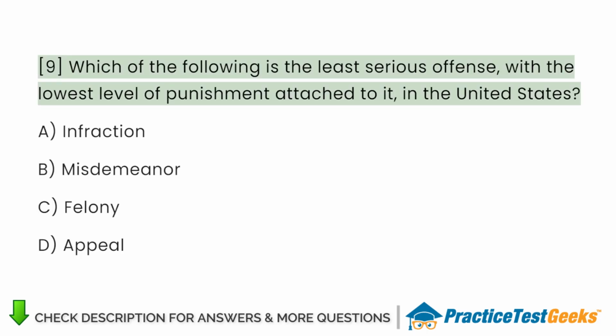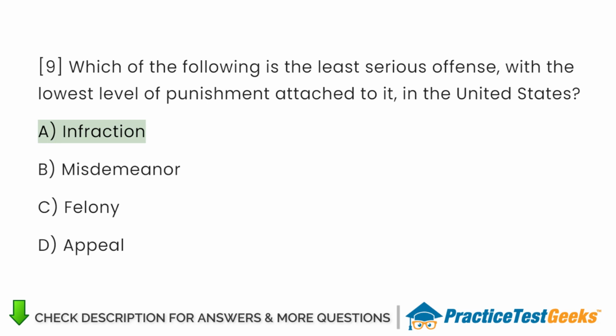Which of the following is the least serious offense with the lowest level of punishment attached to it in the United States? A. Infraction. B. Misdemeanor. C. Felony. D. Appeal.